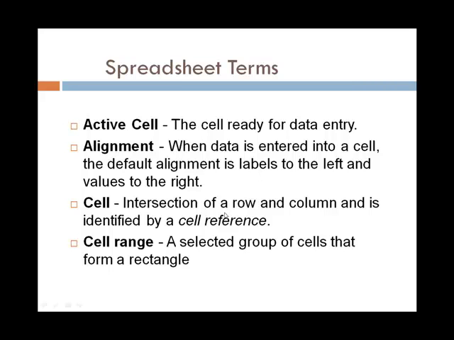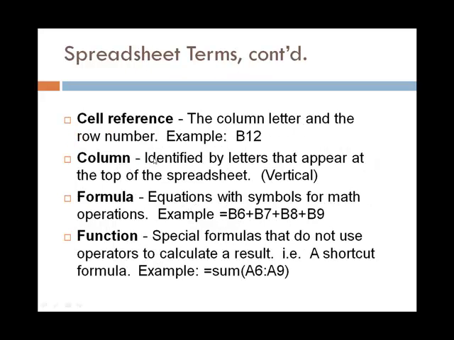A cell is the intersection of a row and a column, and it is identified by what we call a cell reference, and in just a little bit we'll talk about that. A cell range is a group of cells. For example, if I said A1 through C1, that would include all of the cells in that range. The cell reference we talked about a second ago is the intersection of a column and a row. For example, B12, that's column B, row 12. Based on that, your columns are identified, like we said earlier, by a letter.